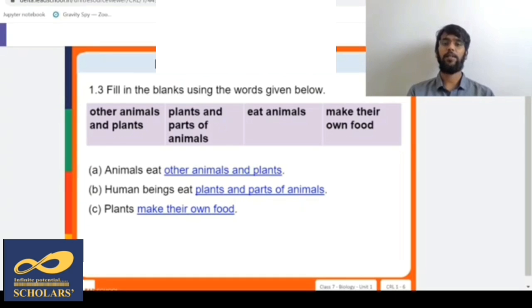Fill in the blanks using the words given below. The words were other animals and plants, plants and parts of animals, eat animals and make their own food. So, according to this, these are the answers. Animals eat other animals and plants. That is correct. Human beings eat plants and parts of animals. Plants make their own food. You must have learned these in your previous classes.